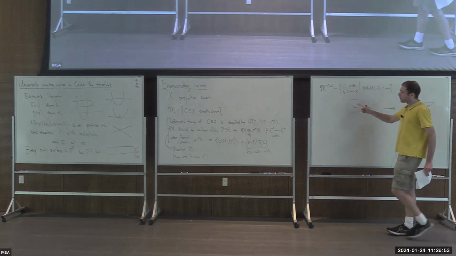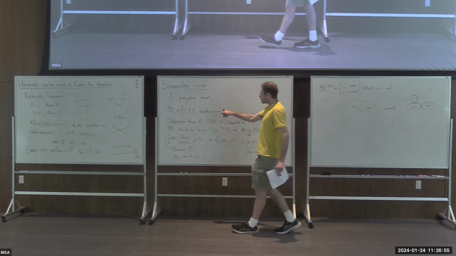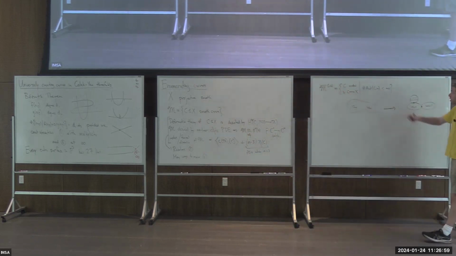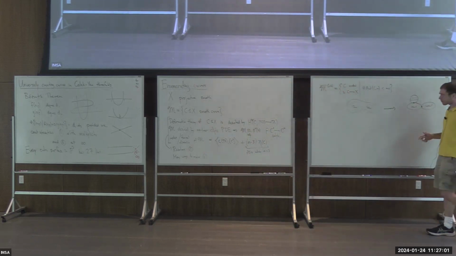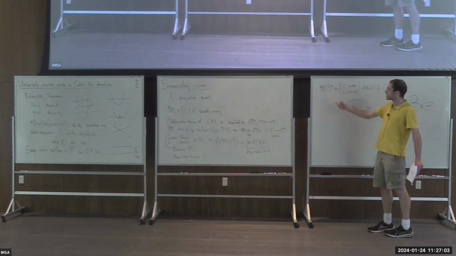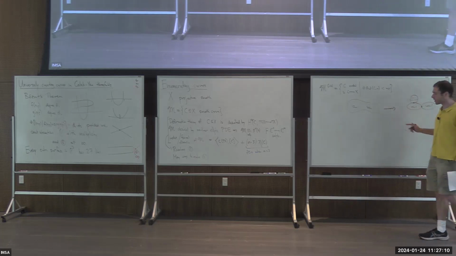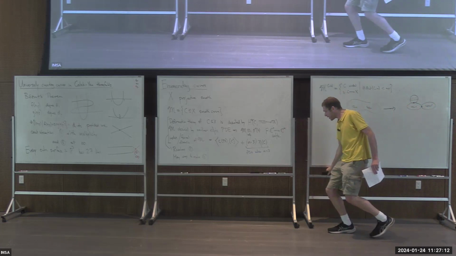So this space is already a stack because of the automorphisms. It's not really a space, it's a Deligne-Mumford stack or orbifold. And because of that, all the invariants are rational numbers. They're not, in general, integers.